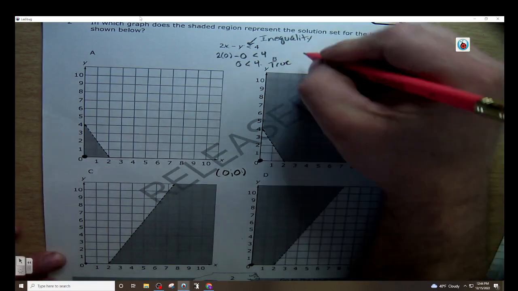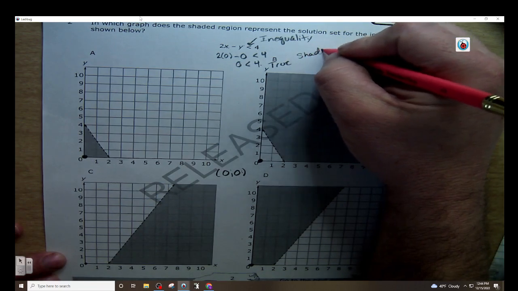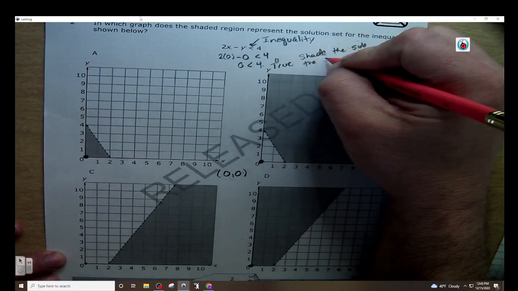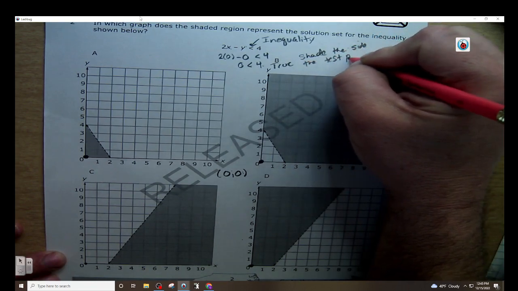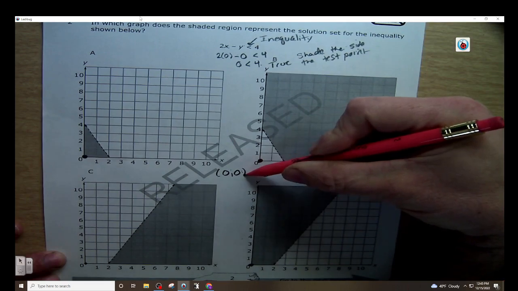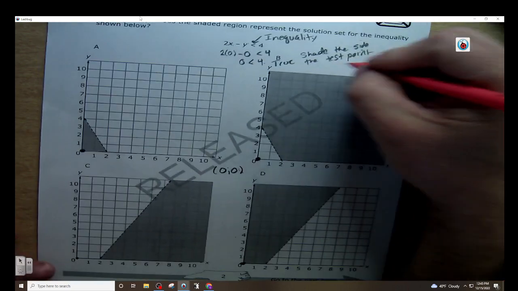Now remember, you shade the side the test point is on. Guys, we always use 0, 0. If you can, you shade the side the test point is on.